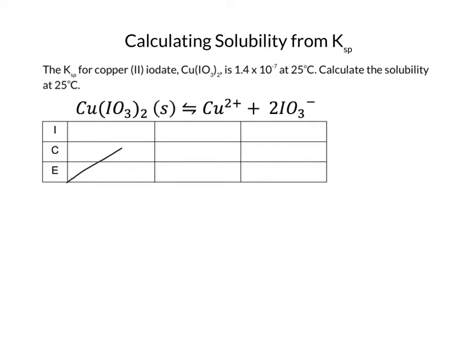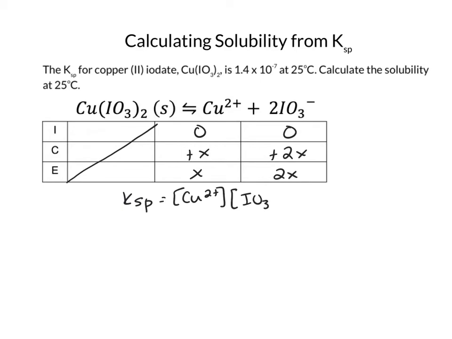So I don't care about this guy. What I know is I'm starting with 0 and 0. I'm adding X, adding 2X. So that's X and 2X. When I write my Ksp, it is the copper ion to the first, it is the iodate ion squared. Right? So here I've got X and then 2X squared. So once again, this is equal to 4X cubed.